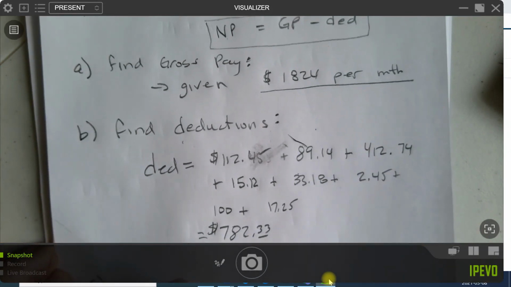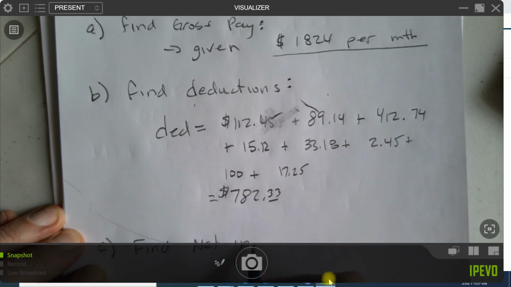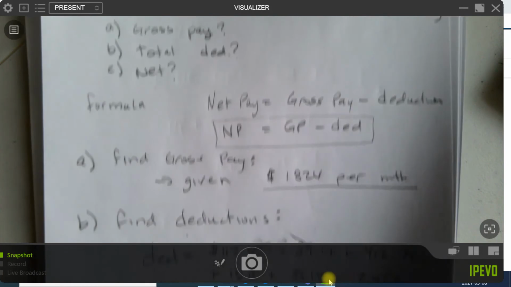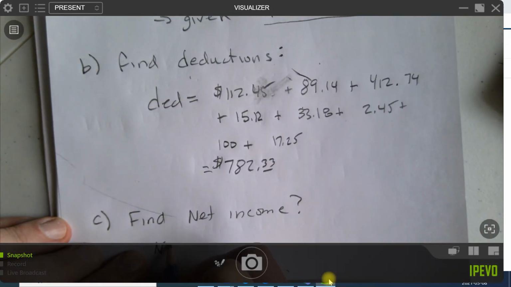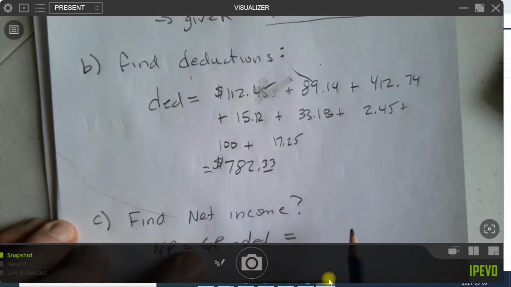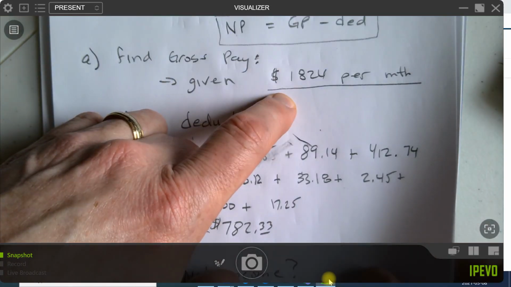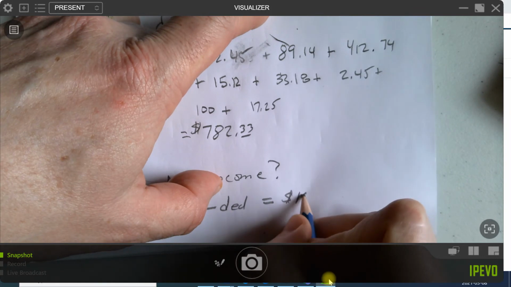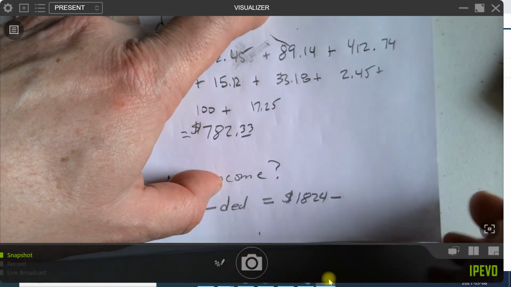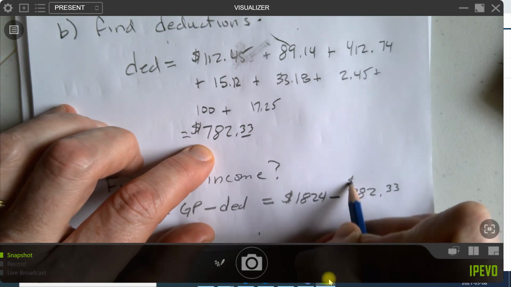And then we have to find C, which is find the net income. And net income, remember, that's our formula from way up at the top. Net income equals gross minus deductions. So net pay is equal to gross pay minus deductions, which is equal to, well, our gross pay was, again, $1,824, right? Minus our deductions, what we figured out was $782.33. And what do we get?